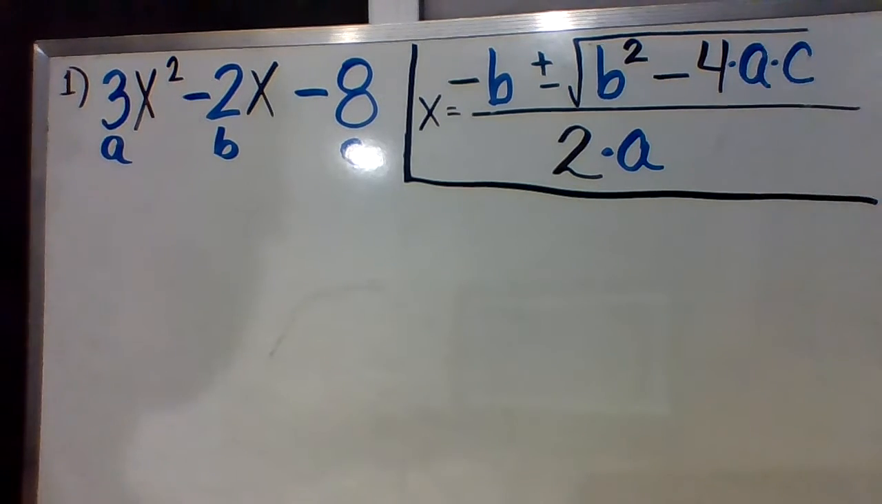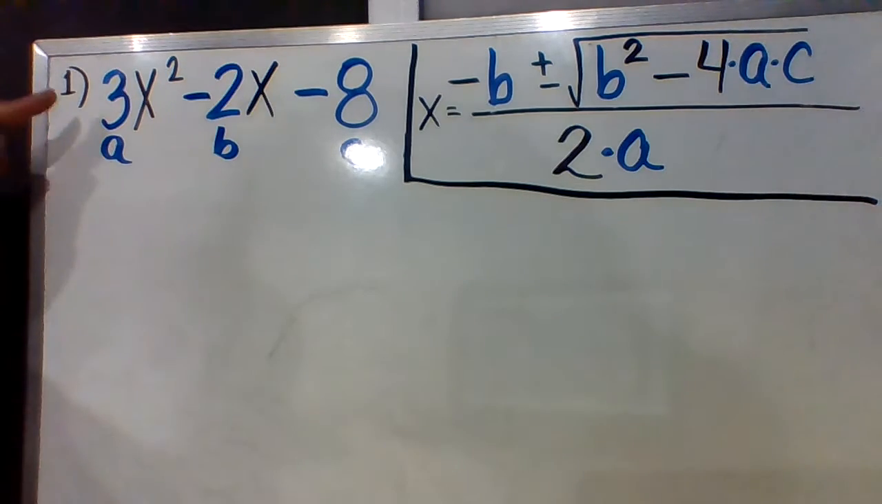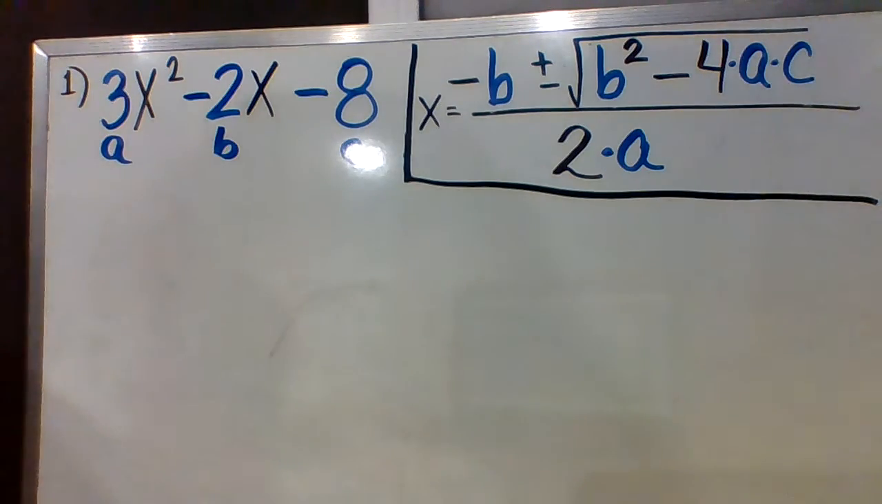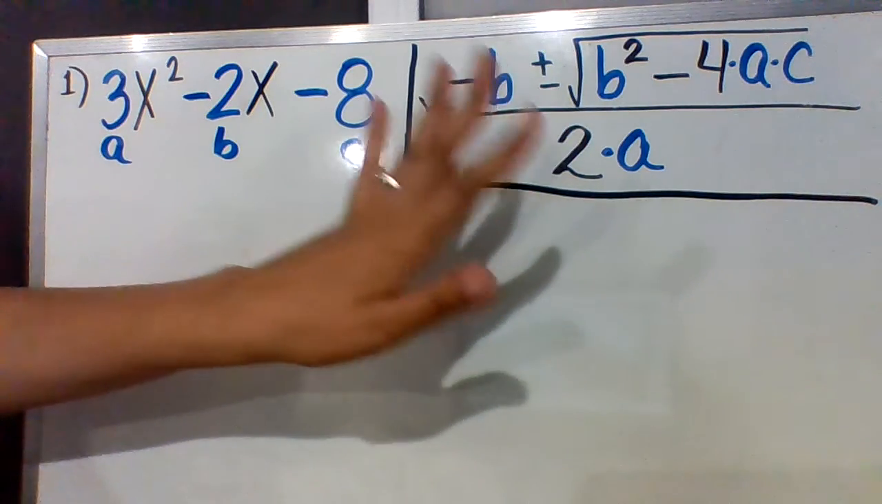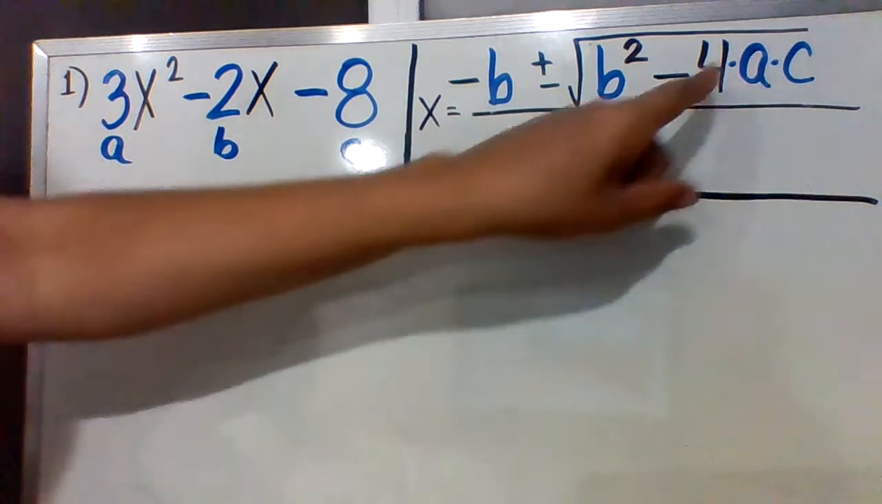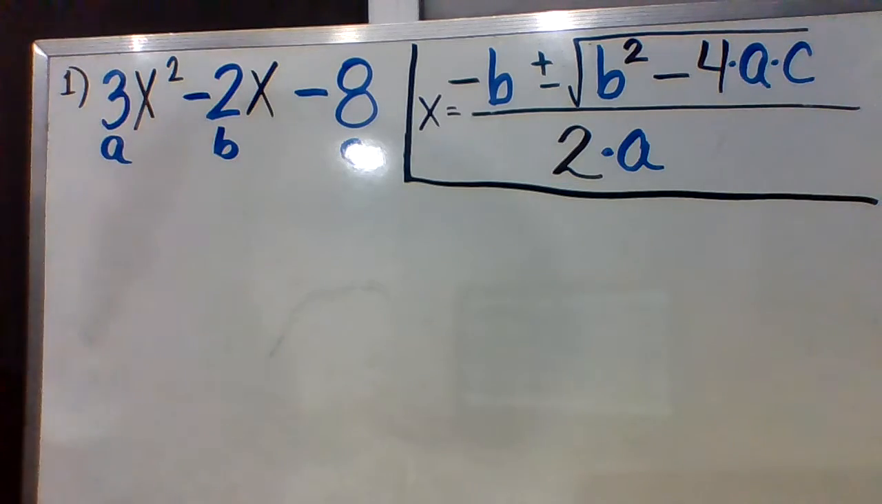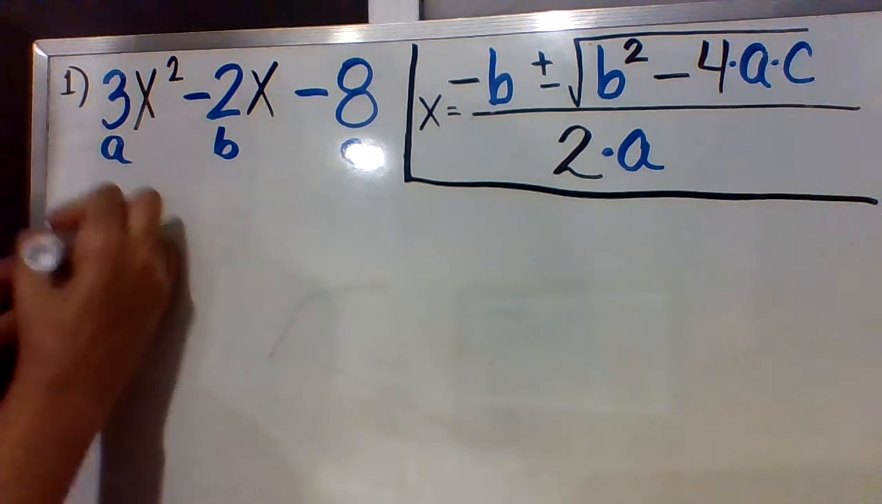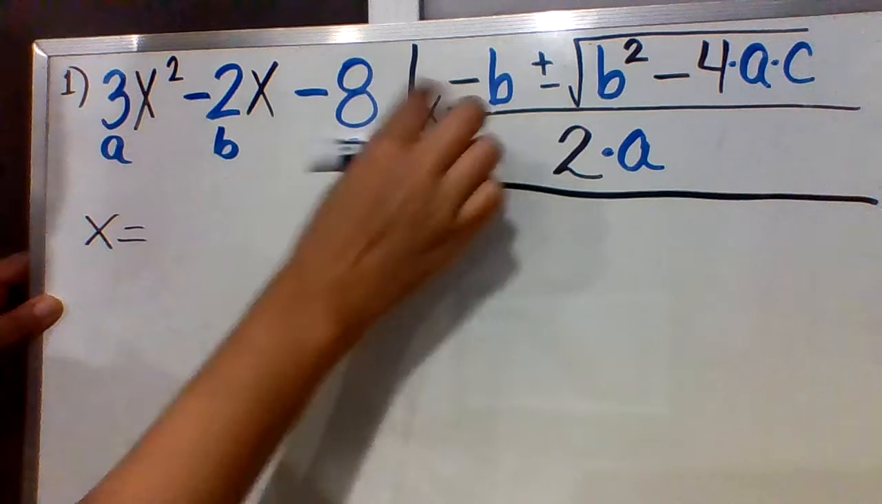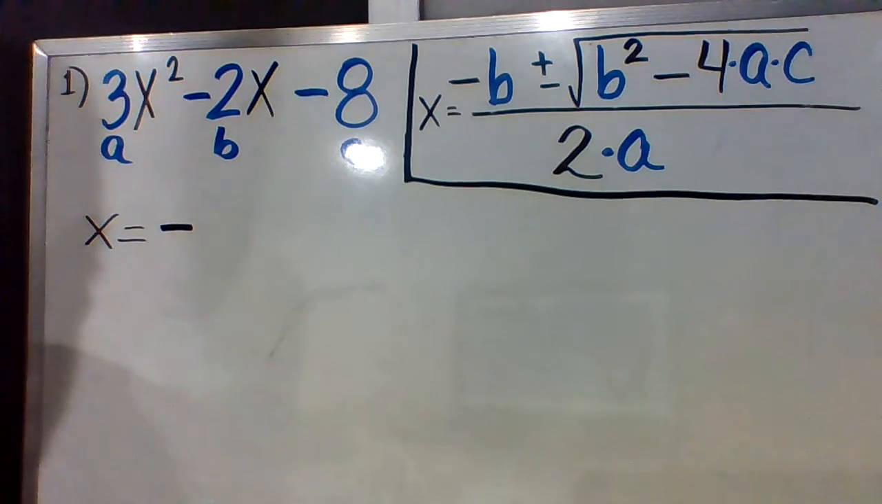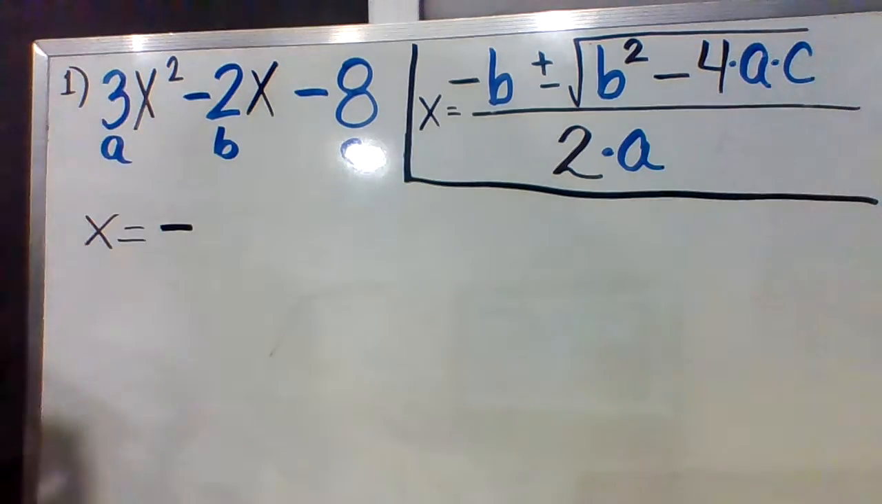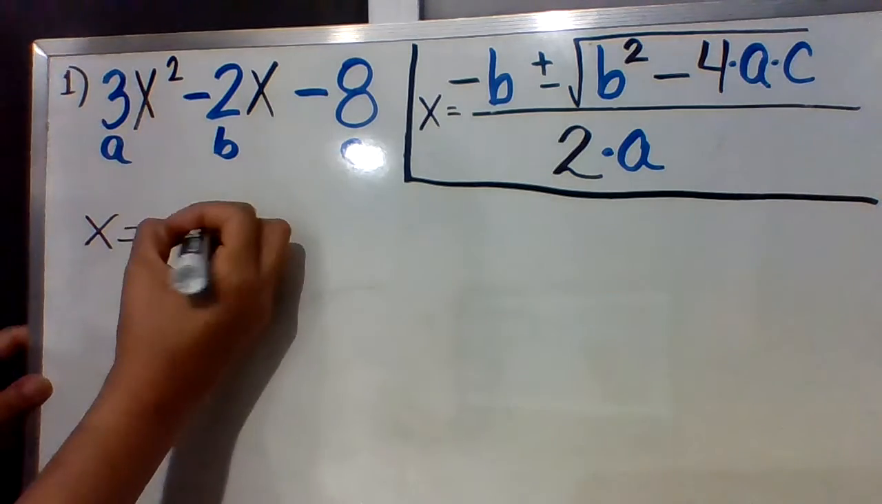So this is problem number 1, and I went ahead and labeled the quadratic equation with A, B, and C. What I'm going to do is copy the formula. The formula is going to give me the answers, but I have to plug in the A's, the B's, and the C's. So here we go. We have x equals, the formula says to put negative B. So instead of a B, I'm going to plug in the value for B, which is -2.